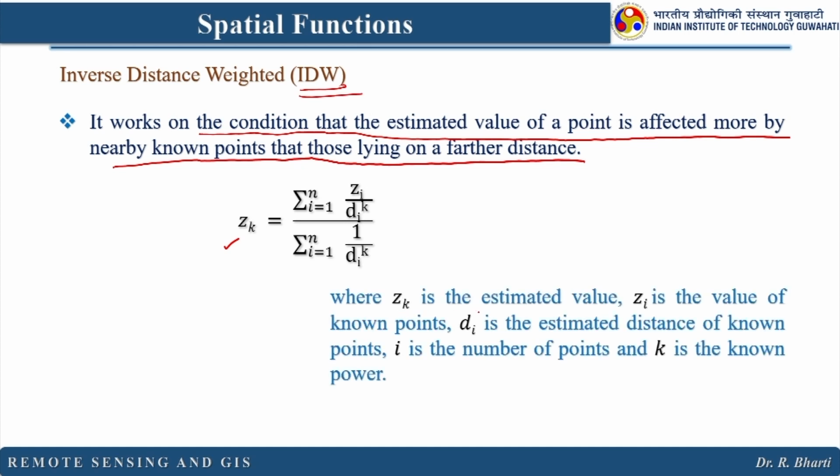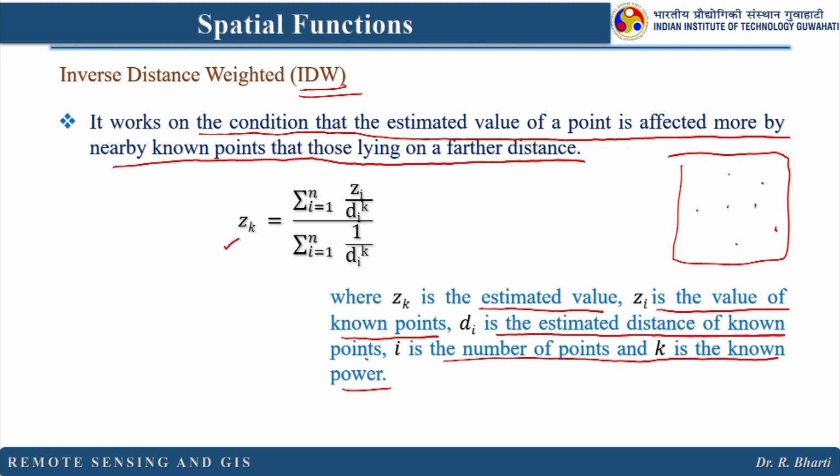So, where Zk is the estimated value, Zi is the value of known points, Di is the estimated distance of known points, I is the number of points, and K is the known power. Basically, if you have 4 or 5 points which you want to interpolate using the inverse distance weighted method, then if I consider these 2 points and just take the average to estimate the value of this particular location, this may give you a good result.